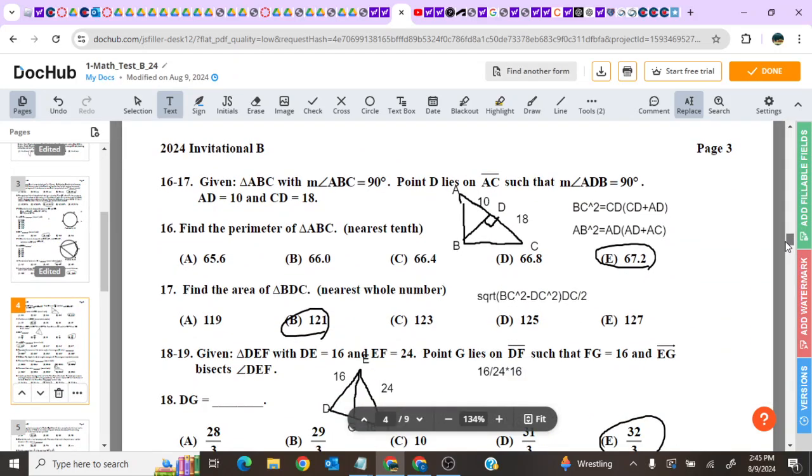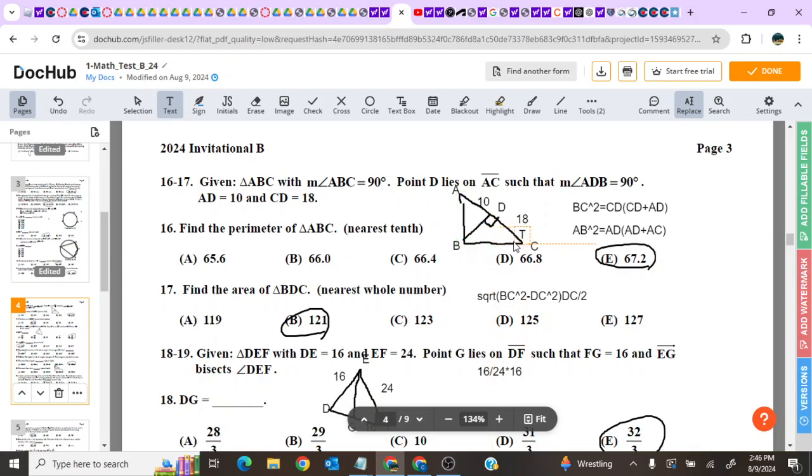16. Given triangle ABC with the measurement of angle ABC equal to 90, point D lies on AC such that the measurement of angle ADB is 90 degrees as well. If AD is equal to 10, CD is equal to 18, do a bunch of stuff. Okay, first off, we need to find the perimeter. Welcome to more triangle formulas I can't prove, but I do know, because I used to be kind of bad at geometry, but then I needed to learn all this stuff to perform well, so I did.